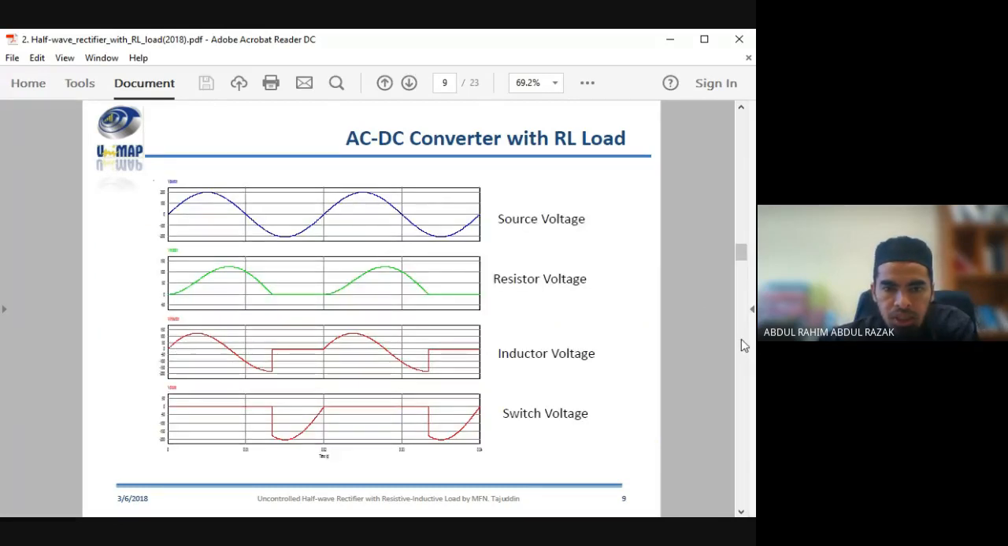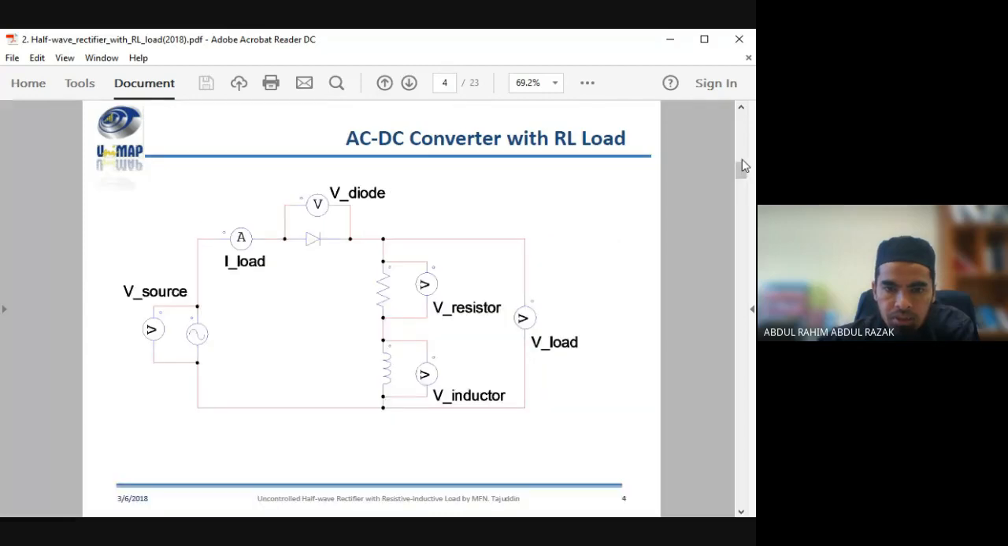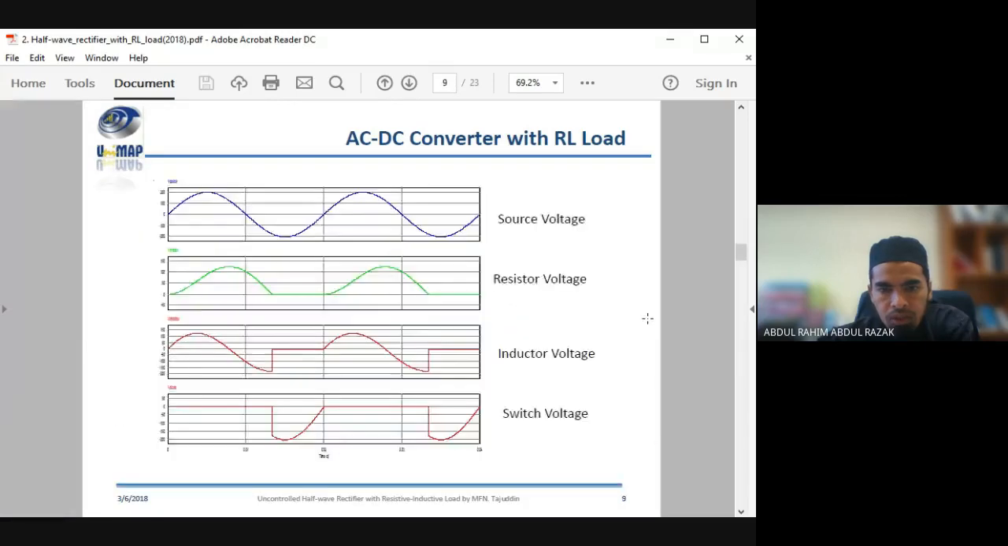Okay, this is the source voltage, resistor voltage, and inductor voltage when we design a circuit. So we put a probe here, a probe at your source, a probe at your diode device, and voltage probes across your resistor and also across your inductor. So here are the results.